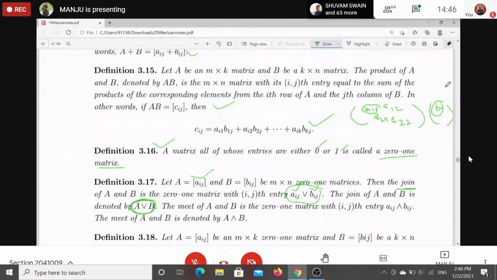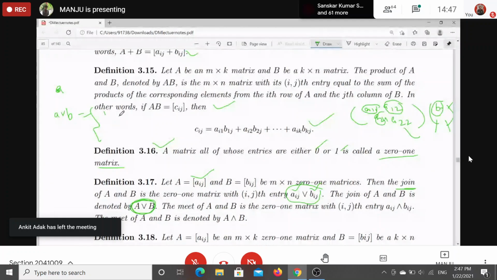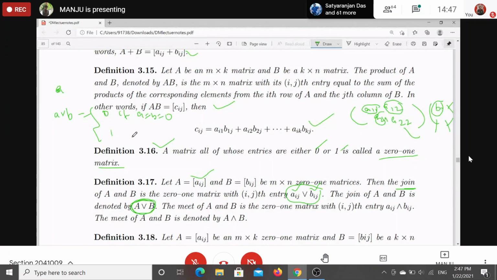And how is this disjunction defined? Disjunction of this element with this element, disjunction of this with that, and so on. How is disjunction defined for a 0, 1 matrix? Take 0 as false and 1 as true. So what is the disjunction of 0 and 1? Or you can just say disjunction of A with B, where A and B are either 0 or 1. This will be defined as 0 if both A and B are 0, otherwise it is 1.